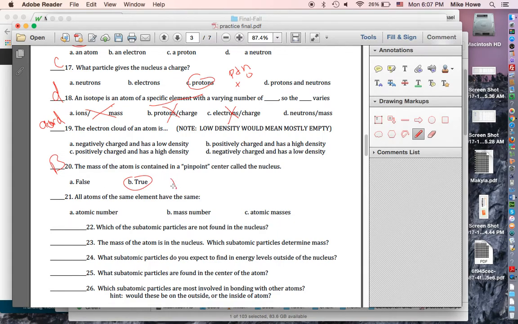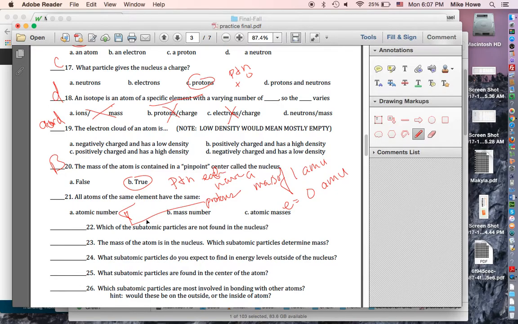Because in the nucleus are the protons and the neutrons, and they each, that's supposed to be a C, each have a mass of 1 atomic mass unit. Electrons, 0 atomic mass units. They're so small. And if they're the same element, they're going to have the same number of protons. So which one of these means number of protons? Atomic number.